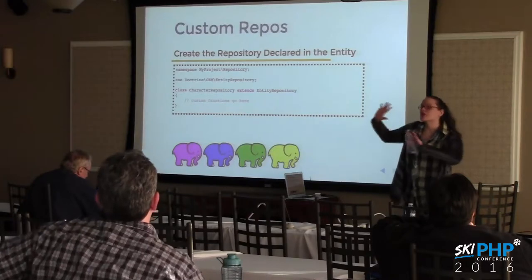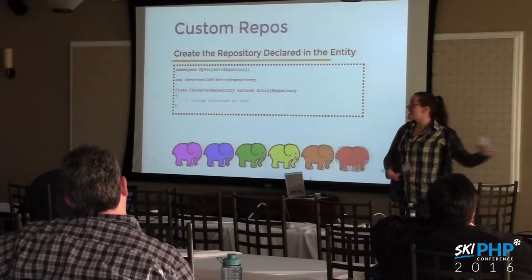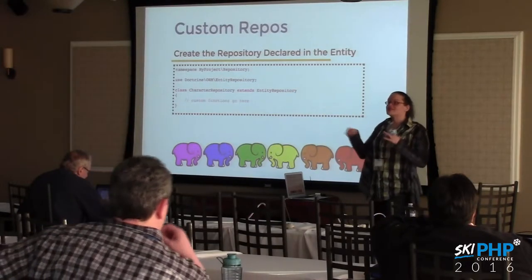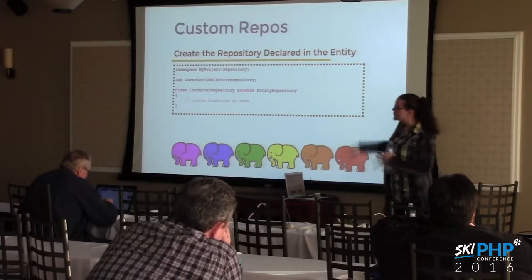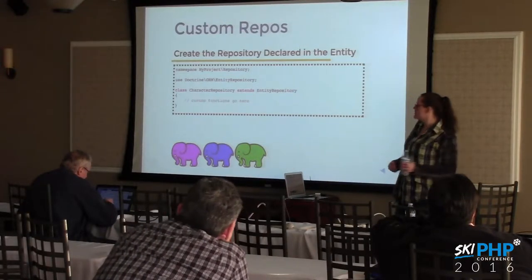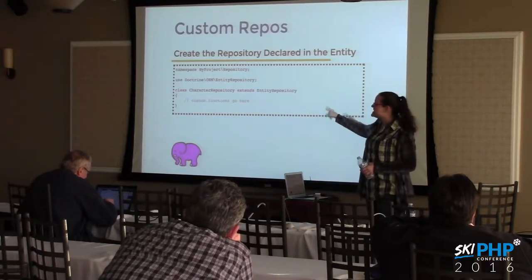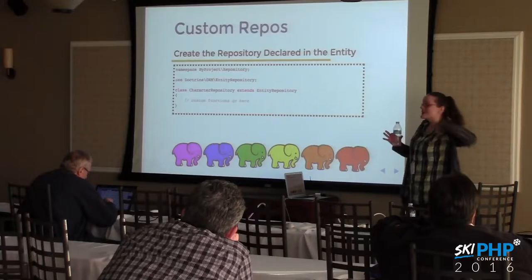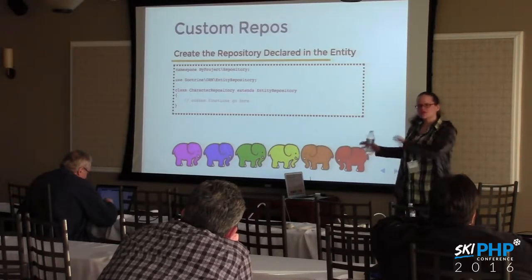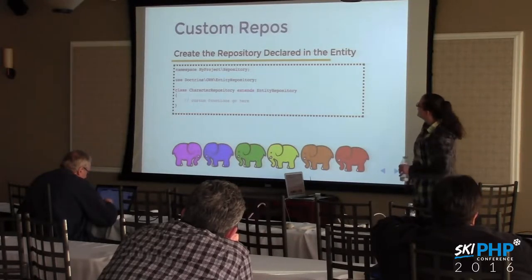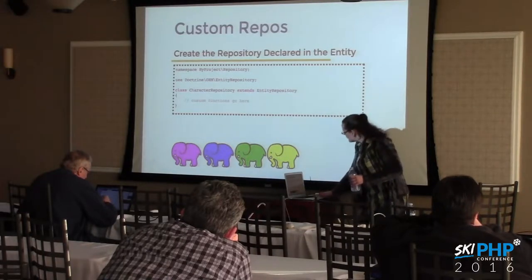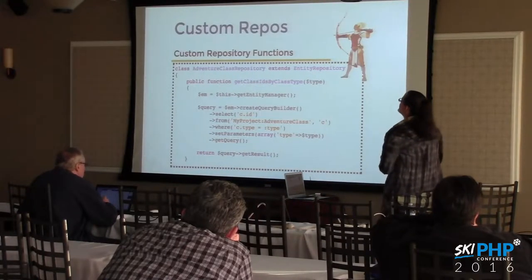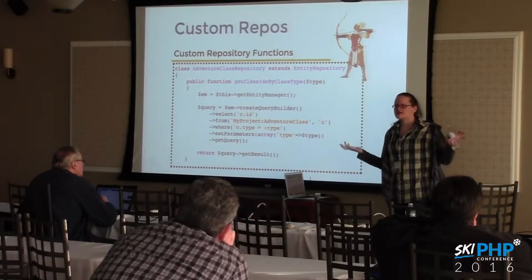Okay, so now we're going to create the repository that we just declared in that entity. So we're going to put it where we told the entity it would be, and then we're going to name it what we told the entity we'd name it, and we're going to extend the entity repository. That's where all of Doctrine's default methods are. We're going to extend that so that we don't lose one by adding the other. Custom functions go here.